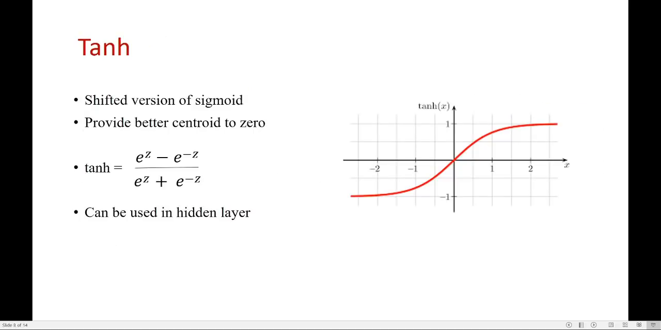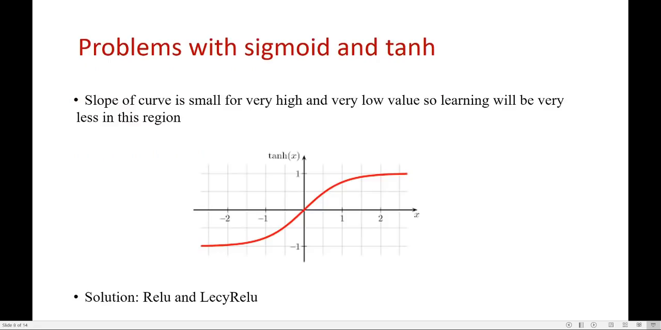Next is tanh. Tanh is a shifted version of sigmoid. It provides better centering around 0. The formula for tanh is e raised to z minus e raised to minus z divided by e raised to z plus e raised to minus z. The curve for tanh is represented in the figure. It is the same as your sigmoid activation function, but it is centered at 0. We can use this tanh activation function in the hidden layers of a neural network.